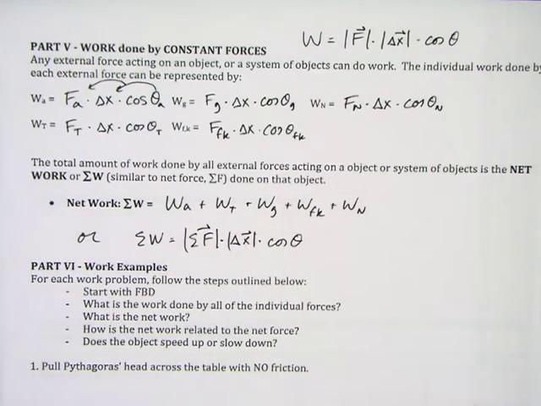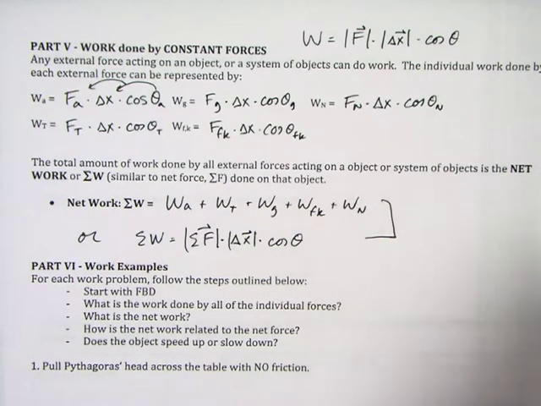So two different approaches to net work: summing the individual works done by the forces, or finding the net force first and taking the cosine of the angle in between it.